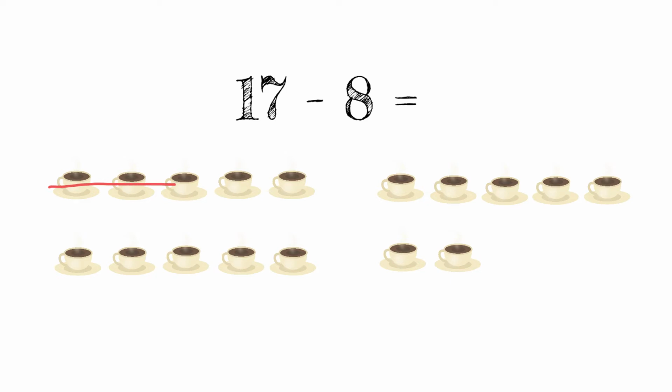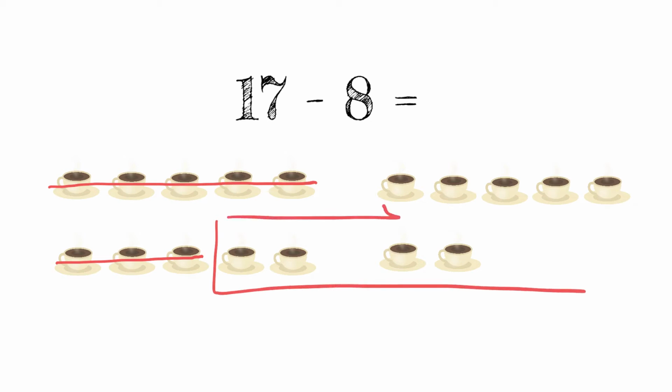So we have 1, 2, 3, 4, 5, 6, 7, 8. So after we've crossed out 8, we then box up and add up what we have left. So let's box up what we have left and then add up what we have left. So we've got 5, 6, 7, 8, 9. So we have 9 left over.